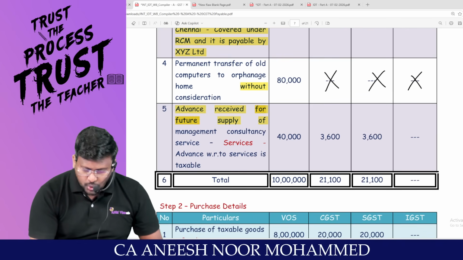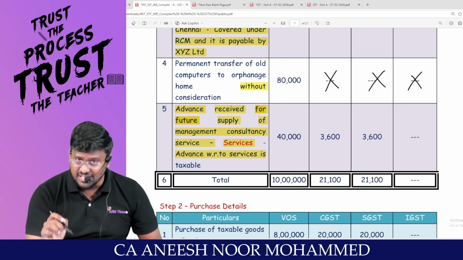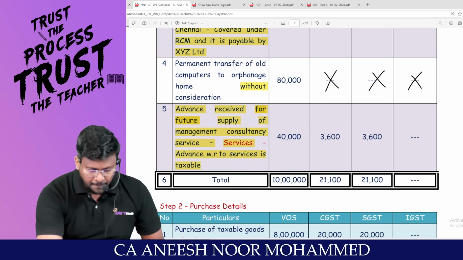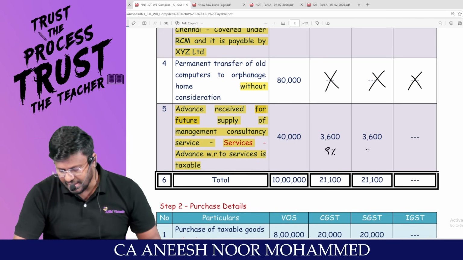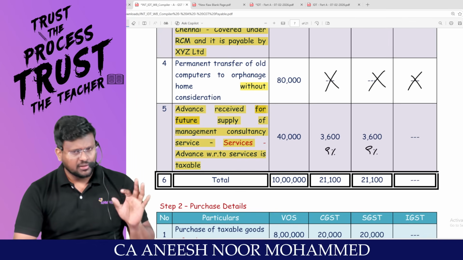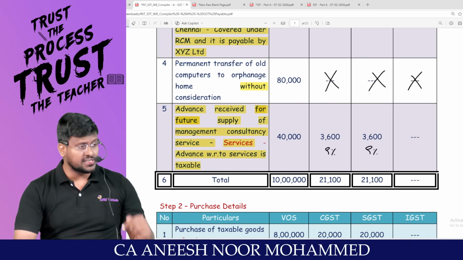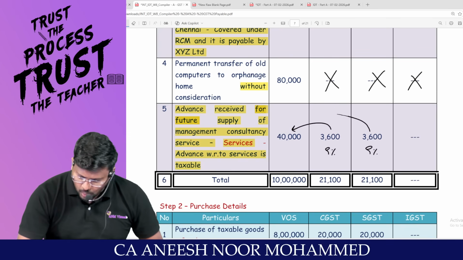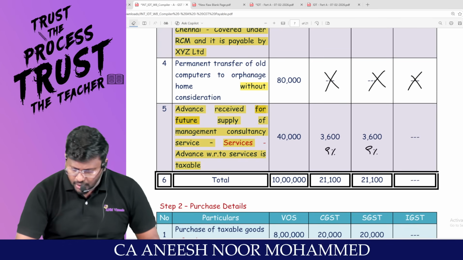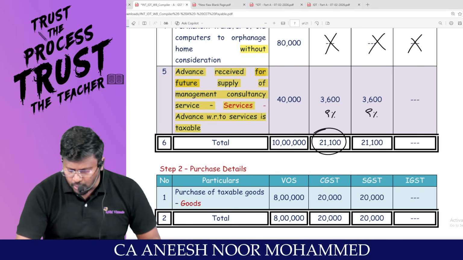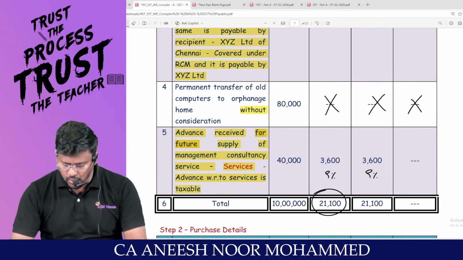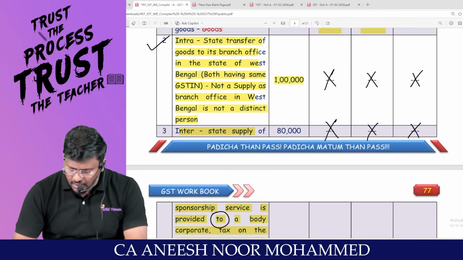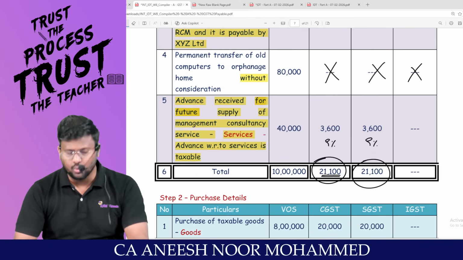Advance receipt for future supply of management consultancy services. Services, sir, with reference to services, advance will be taxable. So 40,000 into how much percent? 9% and 9%. How much? 3,600 and 3,600. This 3,600 we are supposed to pay from our pocket, because this 40,000 includes this 3,600 and this 3,600. So according to us, for this month, the total output tax collected will be 17,500 plus 3,600 comes to 21,100. And here also 17,500 plus 3,600 comes to 21,100.